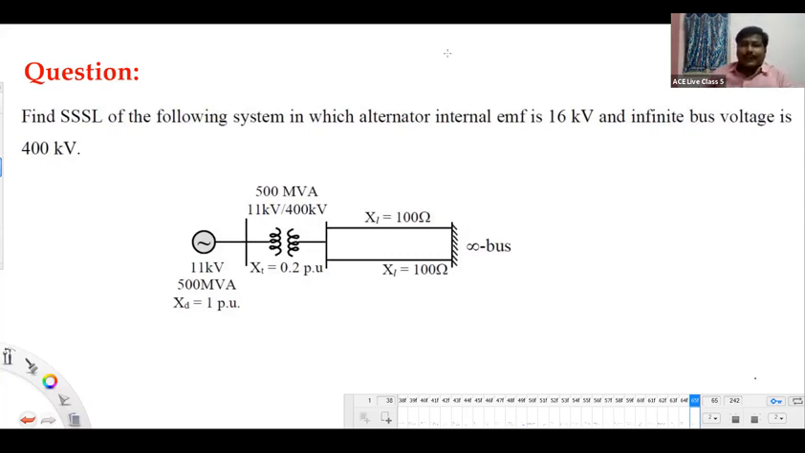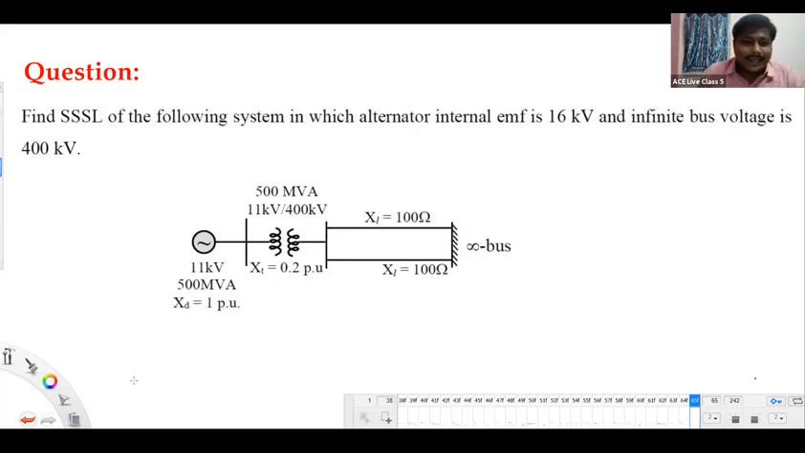Go through this. Find the steady state stability limit of the following system in which alternator EMF is 16 kV. The alternator induced EMF, the internal EMF, is 16 kV. Of course it is line to line. And infinite bus voltage is 400 kV. That is also line to line. What is the value of P maximum of this?